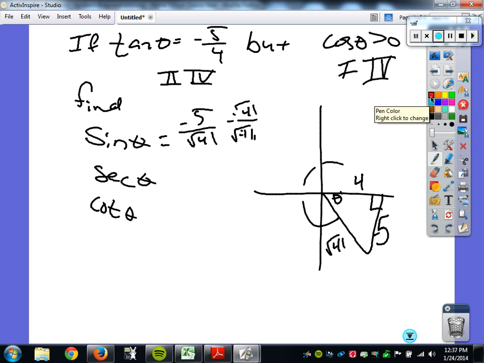Sorry, that's 41 now. So that would be negative 5 root 41 over 41. You guys understand where that came in? Okay, secant of theta. So secant, remember, is the reciprocal of cosine. So what was cosine? Adjacent over hypotenuse, correct? So what is the secant? Hypotenuse over adjacent. So root 41 over 4.